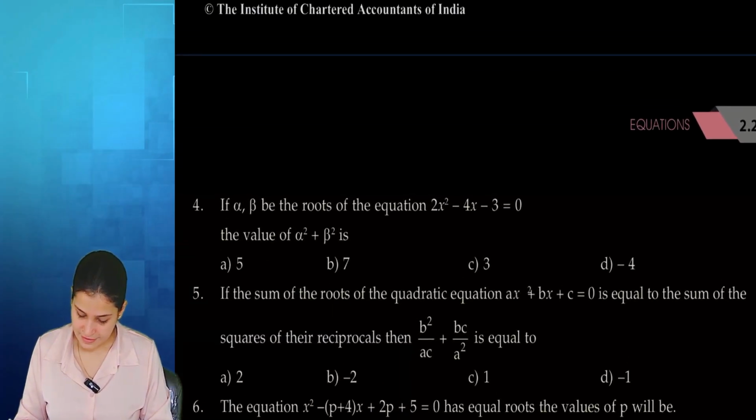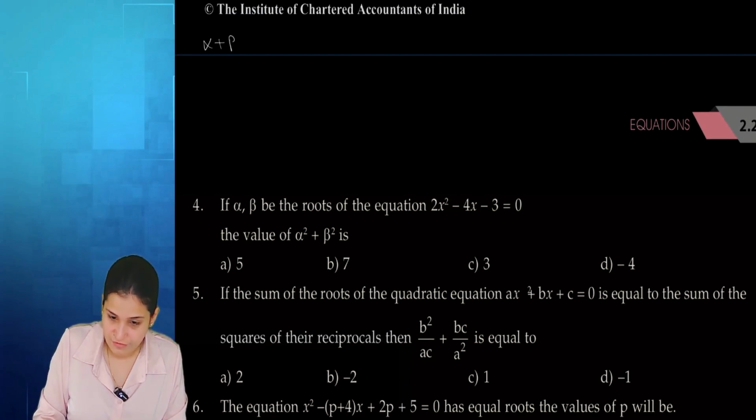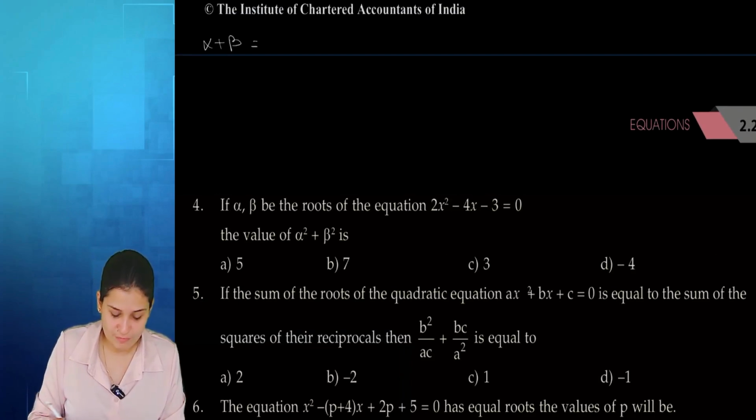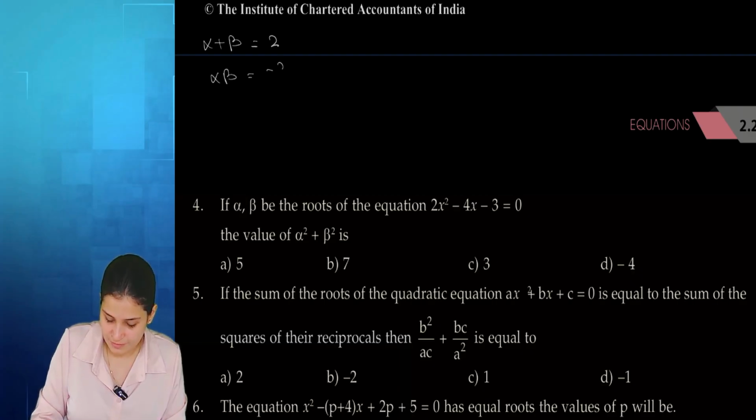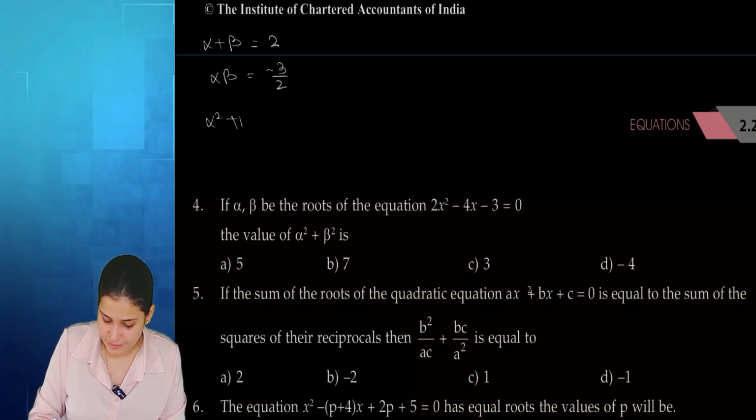Next, D. If alpha and beta are the roots of the equation, then from here, alpha plus beta will be minus of minus 4 by 2, that is 2. Alpha into beta will be minus 3 by 2. What we want to find is alpha square plus beta square. We have the formula alpha plus beta whole square minus 2 alpha beta. So 4 plus 3, that is 7.